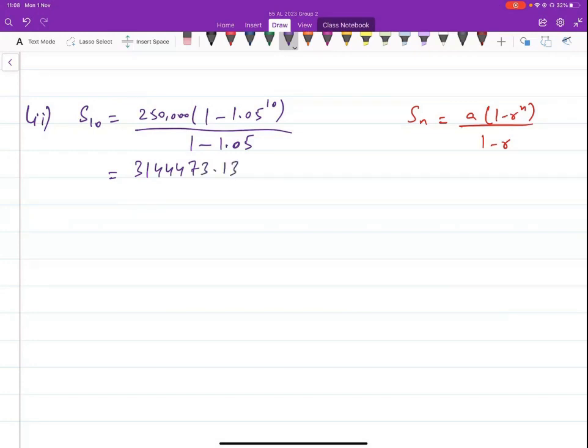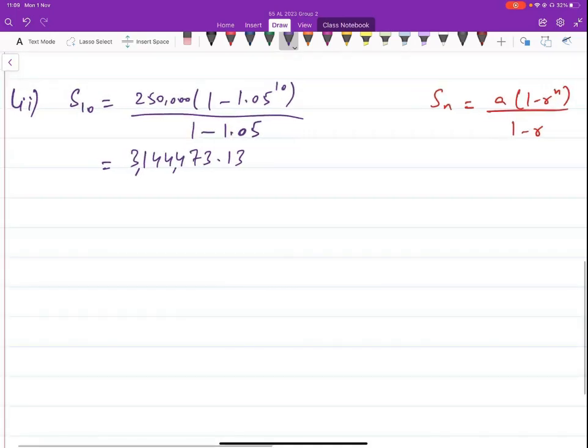73.134. So when you have such a large number, you can actually ignore the decimals. That's your choice. You can write the decimals if you want, or you can ignore them as well. But that's the sum. This is the total profit for those 10 years. Does this make sense? Any problems?